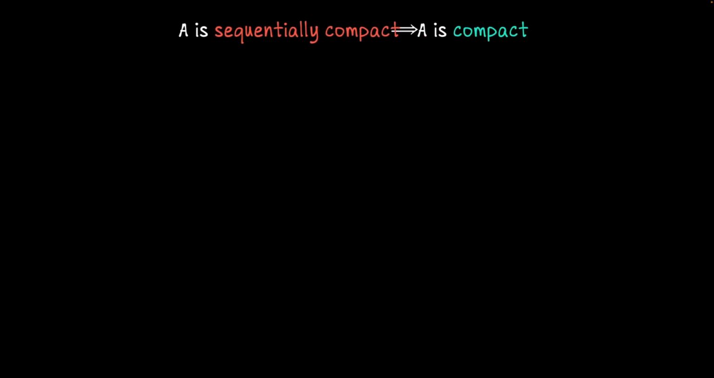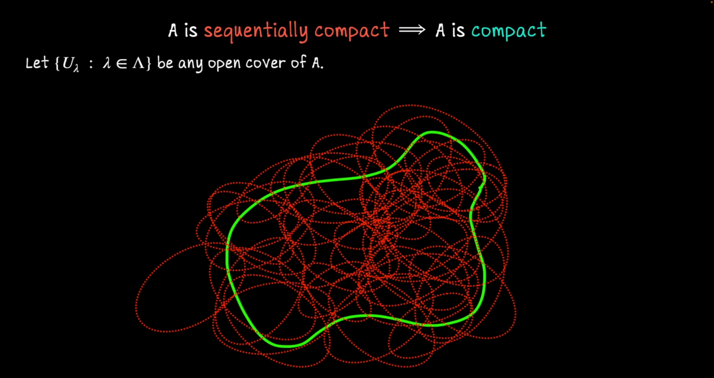Now we want to show that if A is sequentially compact, then A is compact. We will go ahead and open with the first line of the proof, which is, let some collection of open sets U sub lambda be an open cover of A. Here I'm indexing with this subscript lambda to indicate that I don't know how the collection of open sets looks. Presumably it's infinite, but it could be an uncountable collection.